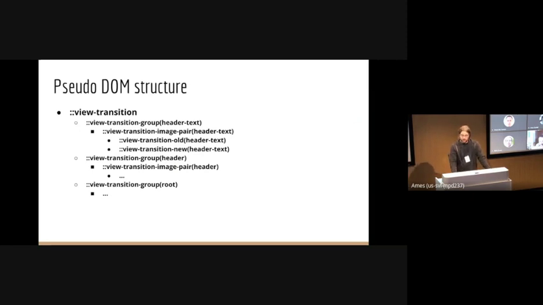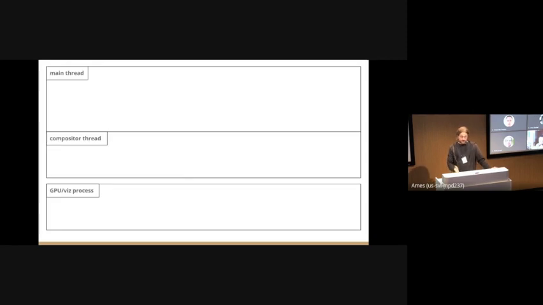As for the pseudo DOM structure, for each view transition name, we create this group basically with all its constituents, and they're all flattened, so there's no hierarchical relationship. So you can kind of move them completely independently. That's it for the introduction, but now I'm going to go over how all of this works.